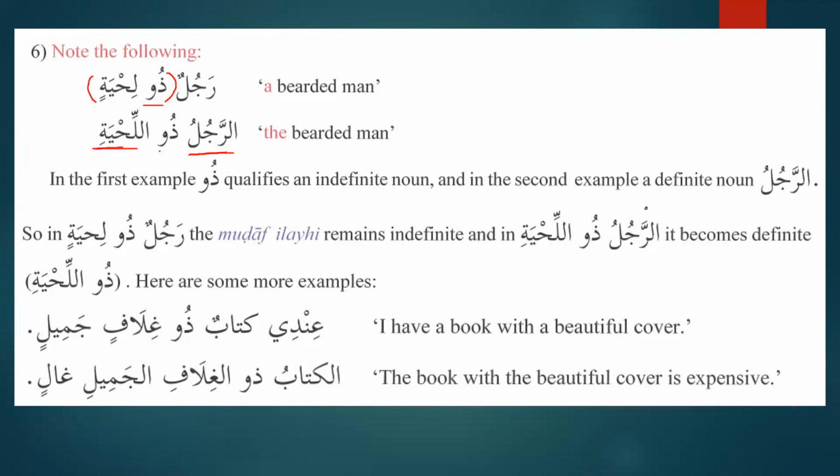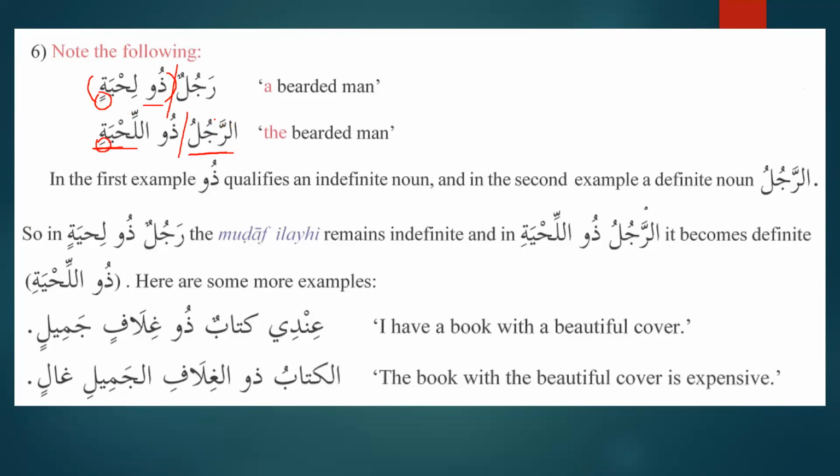So it becomes ar-rajulu dhul lihyati. Ar-rajulu dhul lihyati. So here ar-rajulu is mawsuf and dhul lihyati is sifa. And here rajulun is mawsuf and dhu lihyatin is sifa. And why is lihyatin, and lihya, majroor? Because dhu is used as a special mudaf.